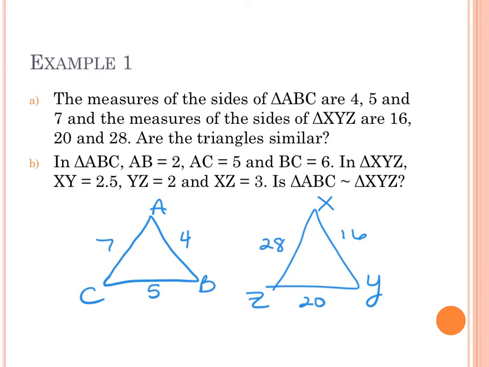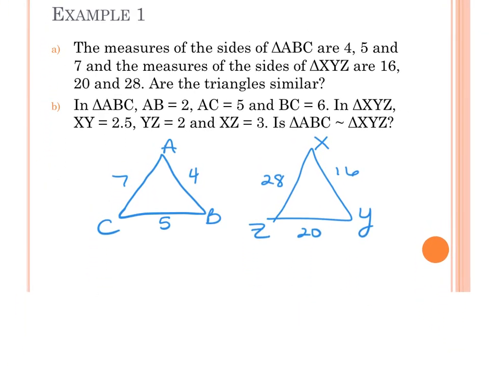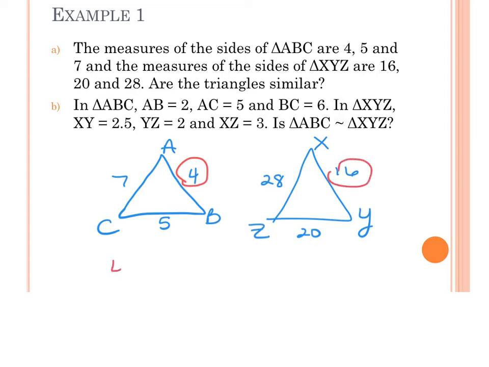Are the triangles similar? Let's check it out. We do not have a similarity statement, so this is where that small, medium, and large can come in. I'm going to match the sides based on how big they are. So I'm going to look for the smallest side of ABC and match it with the smallest side of XYZ. I'm going to put it over, 4 over 16. I'm going to reduce that to 1/4.